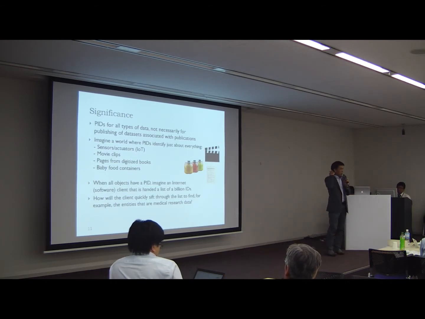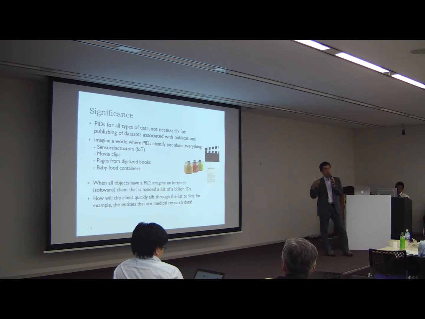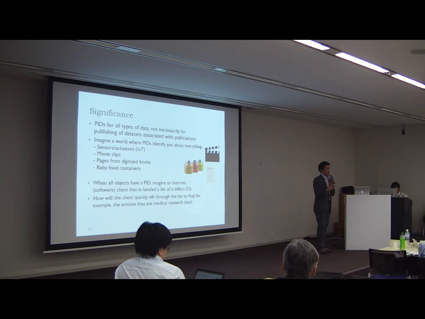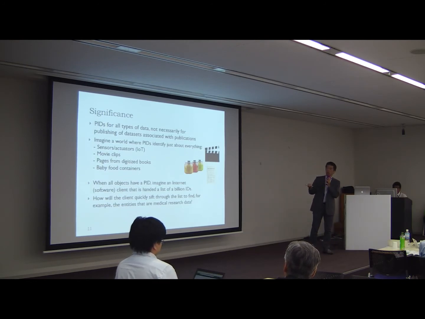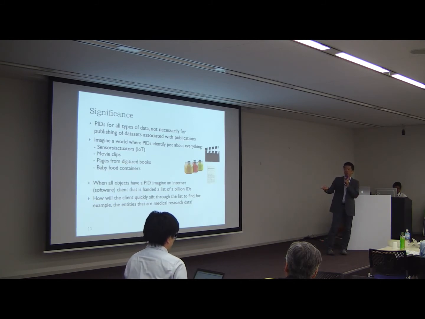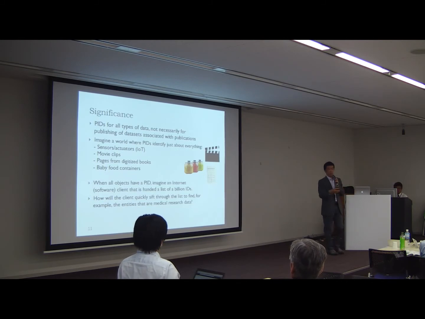I wanted to mention very quickly, I know my time is almost up, that this has a lot of significance. You've been hearing a lot about how data is getting very large, and there are many different types of data. The PID system that we're using can be applied to all types of data, not necessarily just data sets or publications, but imagine a world where PIDs could identify anything. It could be sensors, movie clips, pages from books, even baby food containers. It could be anything.